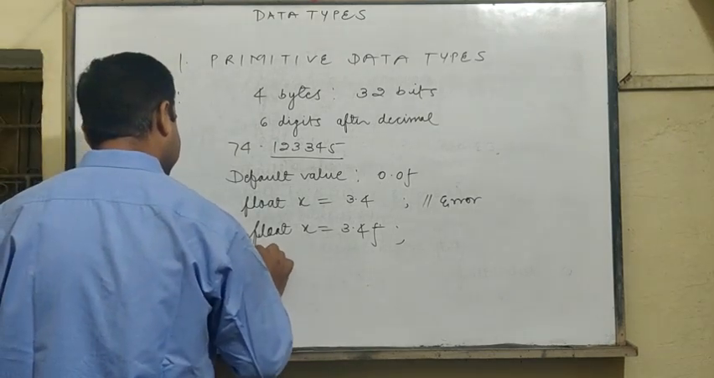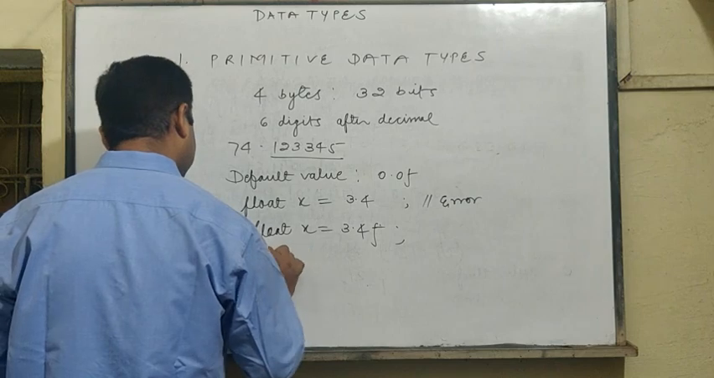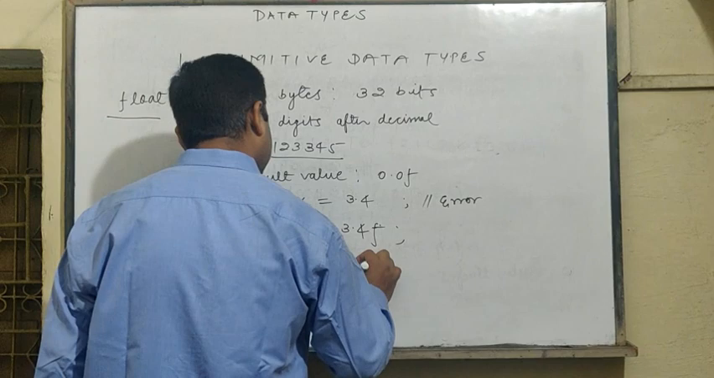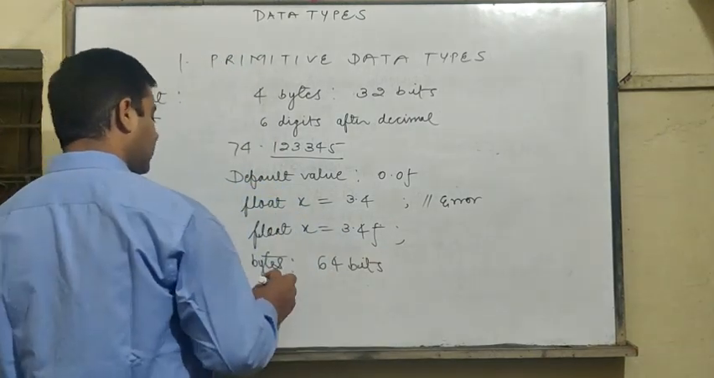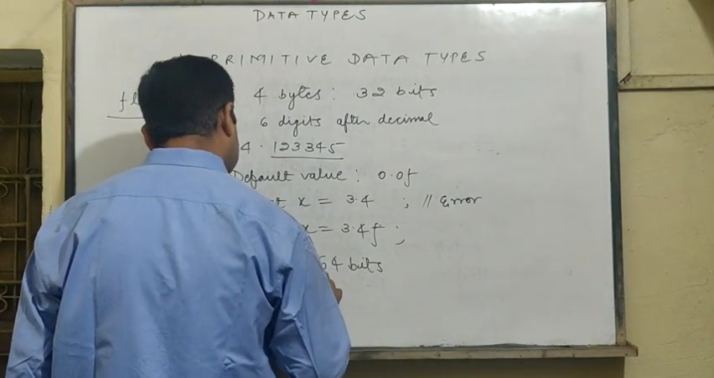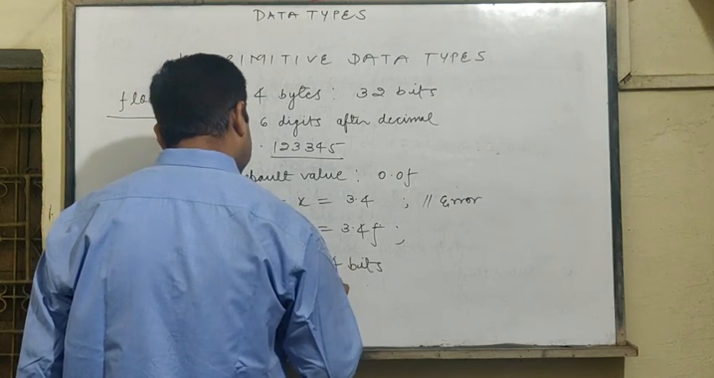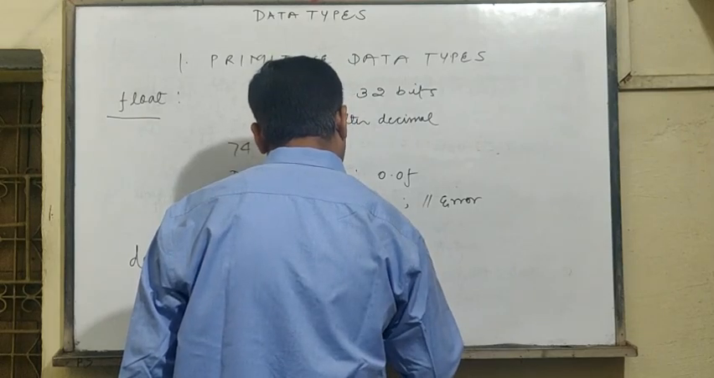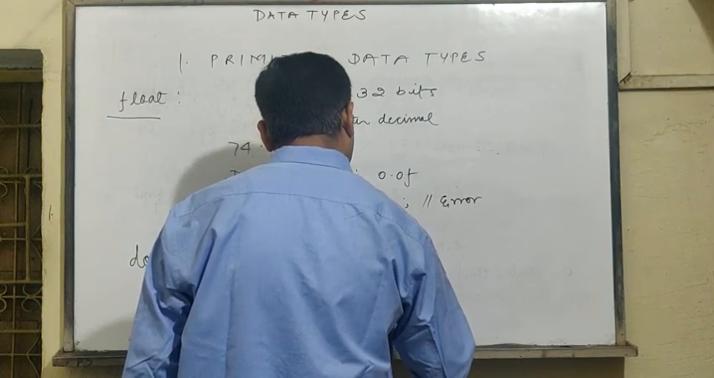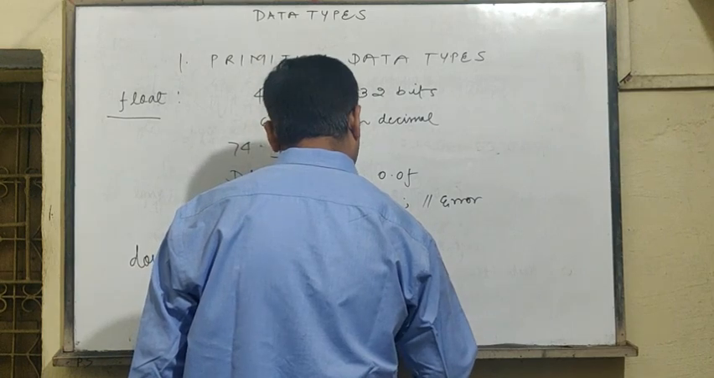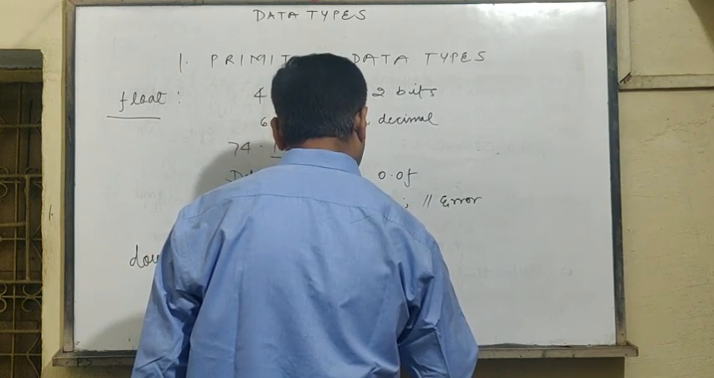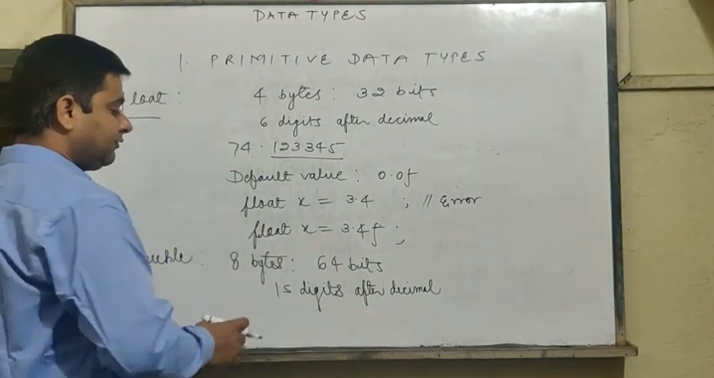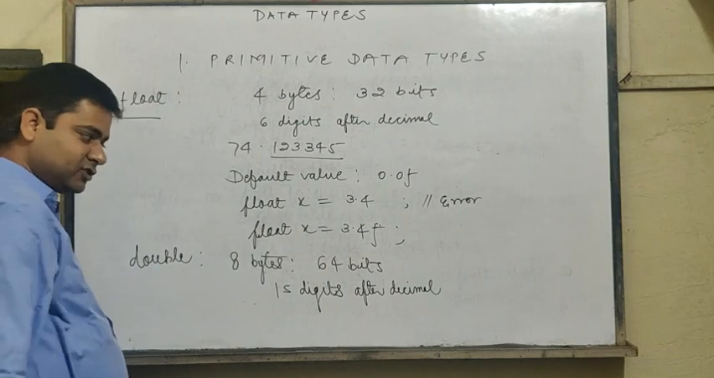What we will use? Double data type. Its size is 8 bytes of memory. 8 bytes of memory means 64 bits. And it can store precision up to 15 digits after decimal, and it assumes 8 bytes of memory.